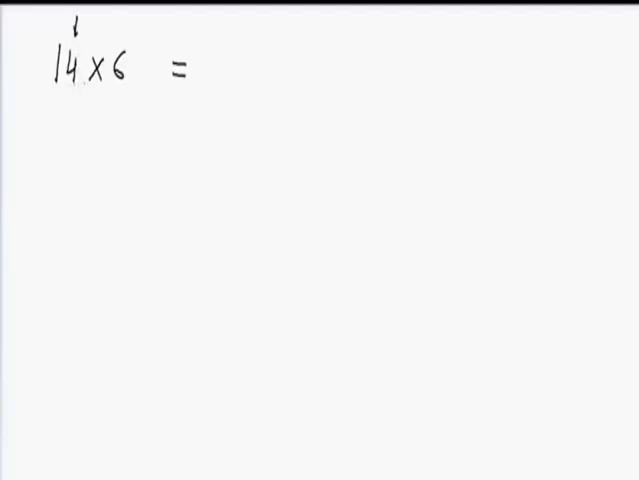So the last digit here is 4, so I'll just write a 4 here, and then what I'll do is take half of this number. Half of this number is 7, and then I'll take this first digit and add it to the 7, so that will be equal to 8. So my answer will be 84.